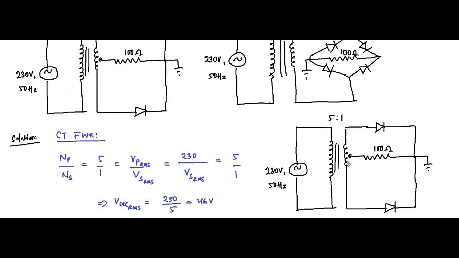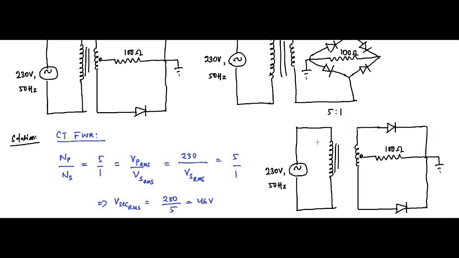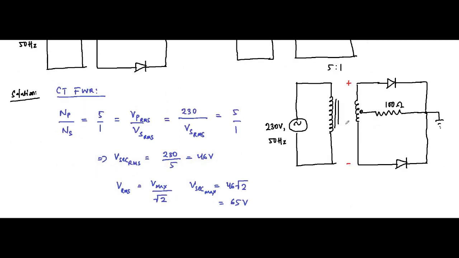This one here. So here what it means is that the secondary maximum voltage, from here to here, this is 65 volt, the maximum value. 65 volt, Vs max.